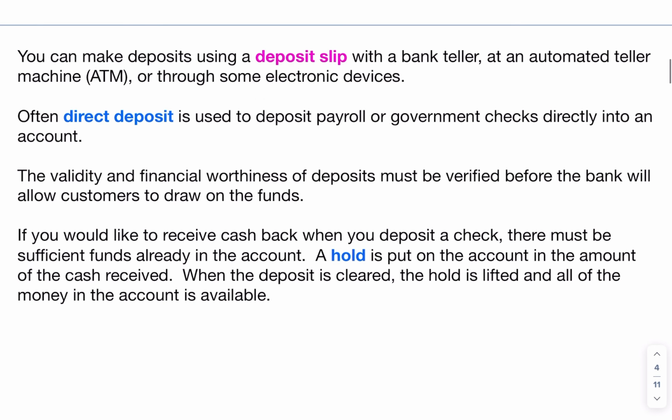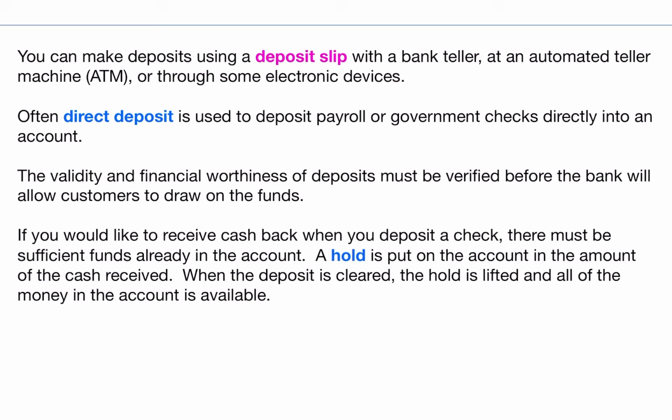When you make a deposit, you're going to go into the banking center, for example, and fill out what's called a deposit slip. This deposit slip will tell the bank teller what type of deposit and how much you want to make into an account. You can make a deposit through a bank teller. You can also make one through what's called the automated teller machine, or ATM, or through some electronic devices.